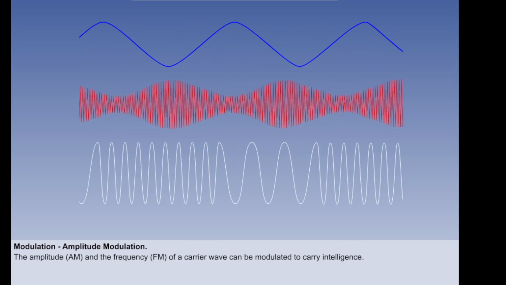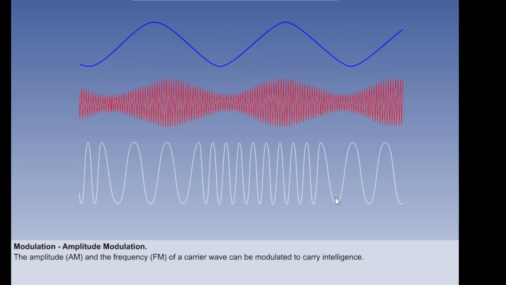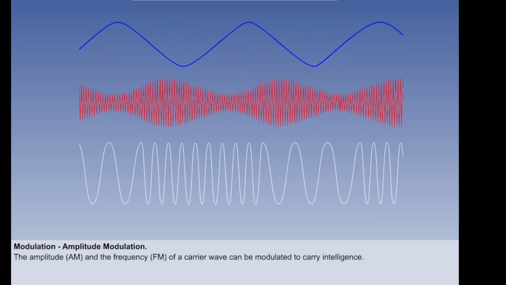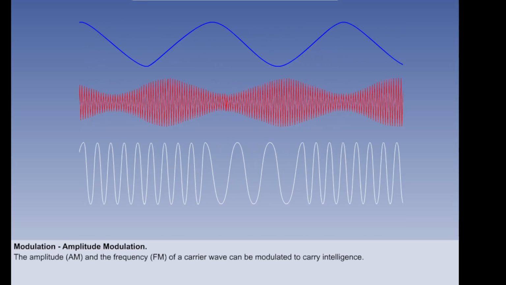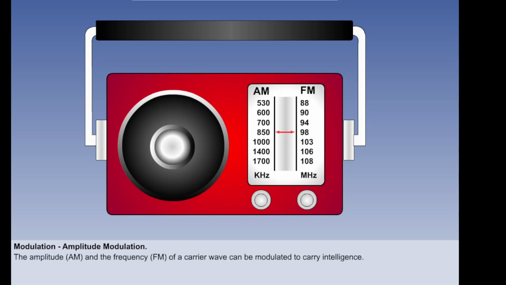More sophisticated intelligence can be superimposed upon a carrier wave by modulating either the amplitude of the carrier wave, AM, or modulating its frequency, FM. You will be familiar with the term AM radio. This means amplitude modulated radio and refers to the medium wave broadcast band 300 to 3000 kHz.